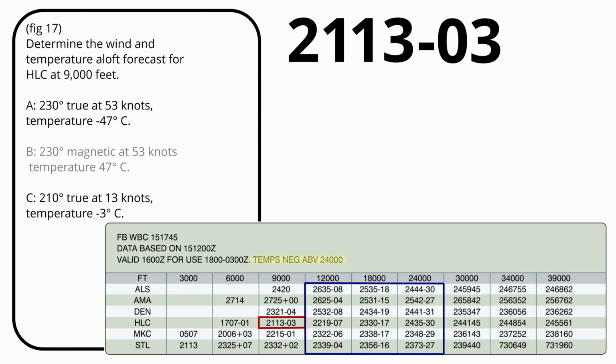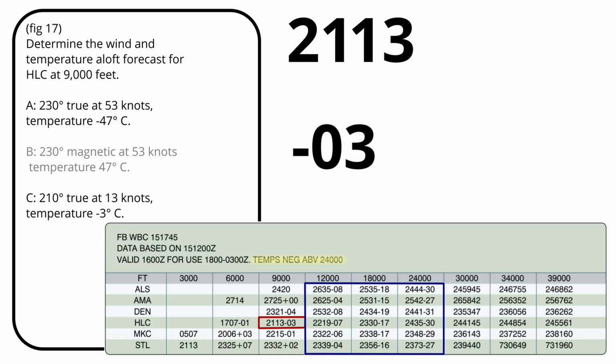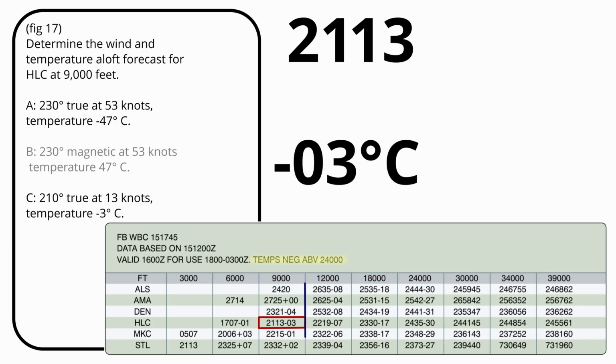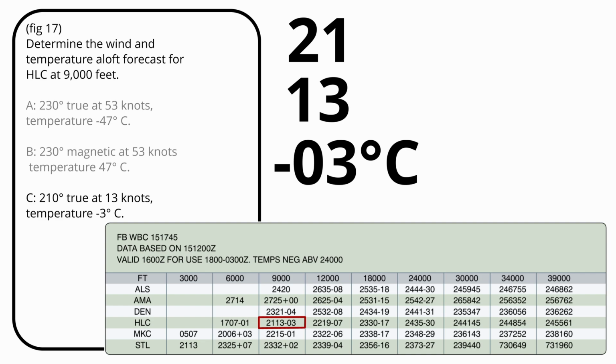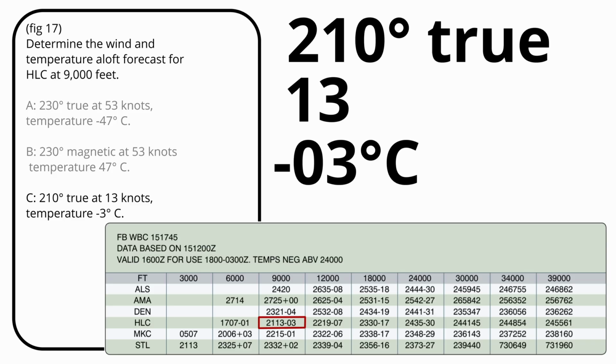So the code we're trying to understand is a 4-digit number representing wind direction and speed, followed by minus 03, the temperature. We now have enough information to correctly answer the question. With true winds and a temperature of -3, it must be answer C. The 4-digit code represents the wind direction, with the last digit dropped, and the wind speed in knots. This code tells us the wind will be from 210 true at 13 knots.